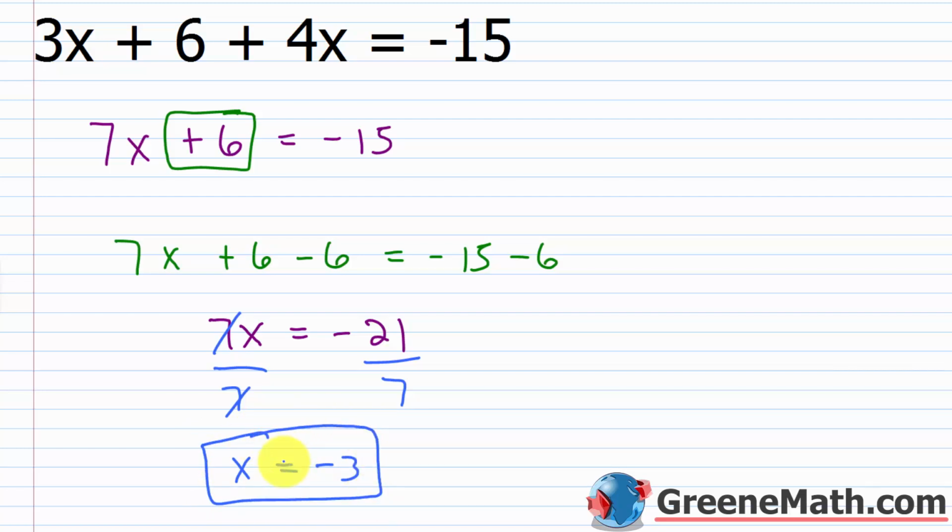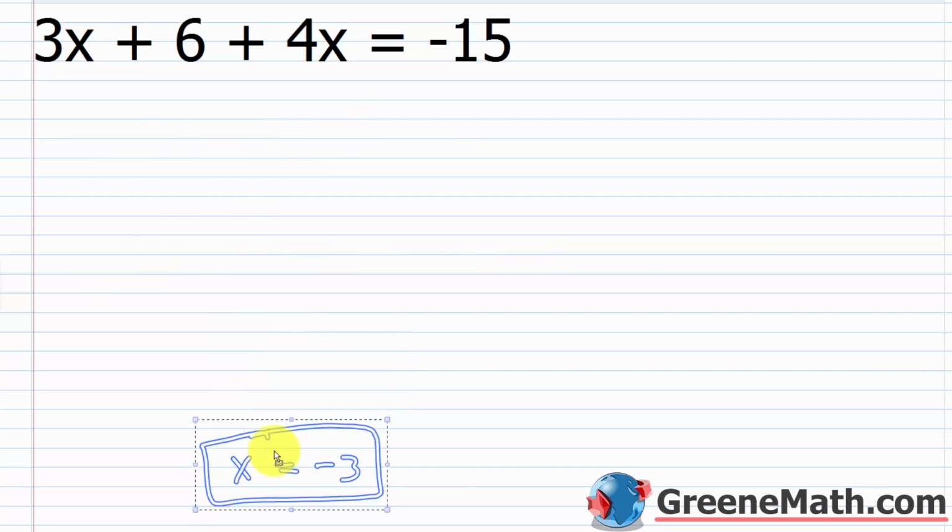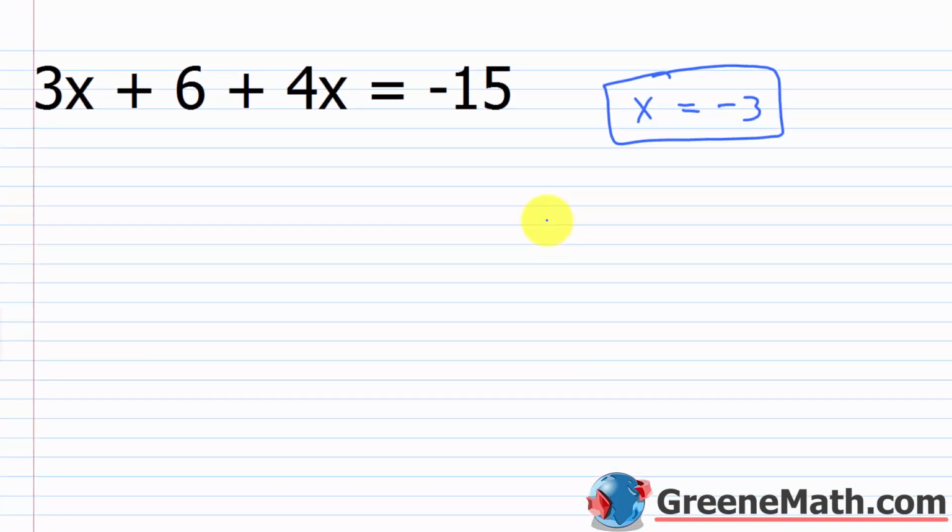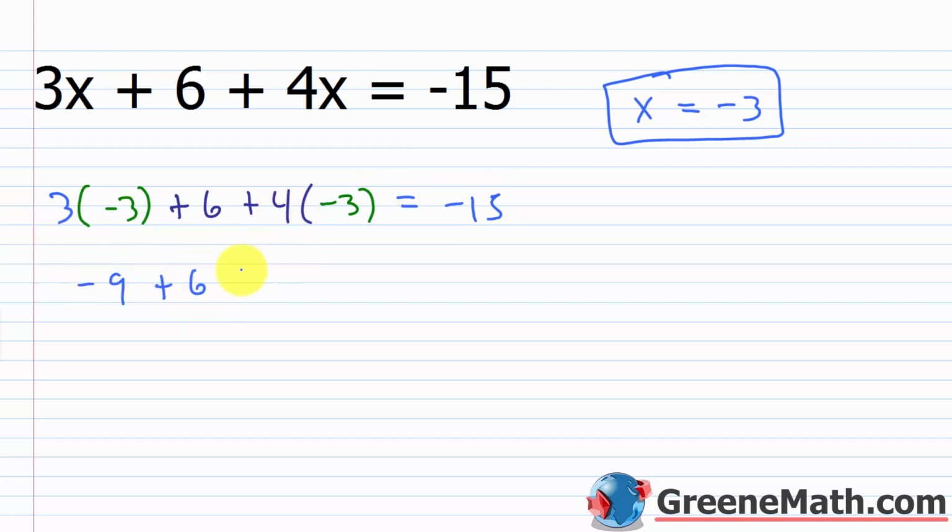So we can plug in and check. So let me erase all this. Since we have more than one instance of x here, we've got to make sure we plug a negative 3 into each copy. Okay, so we have 3 times, plug in a negative 3 for x, and then plus 6 plus 4 times, plug in a negative 3 for x, and then we have is equal to negative 15. 3 times negative 3 is negative 9, plus 6 plus 4 times negative 3 is negative 12. So you can put plus negative 12, or you can just put minus 12.